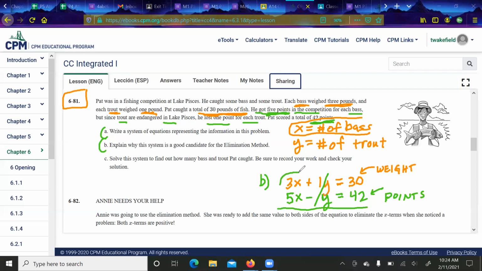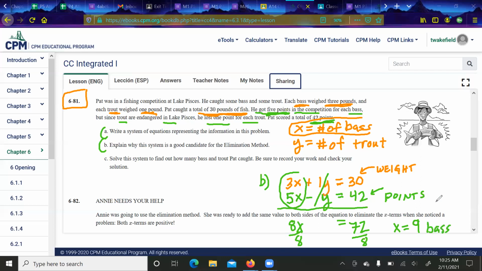When we add them together, we get 8x, 3x plus 5x is 8x. The y's are going to go away. That's what we want to happen. And then 30 plus 42 is 72. Okay, and then now we just get to solve for x by dividing by 8. 72 divided by 8 is 9, right? So that means he caught 9. Let's see, x is bass, so 9 bass.